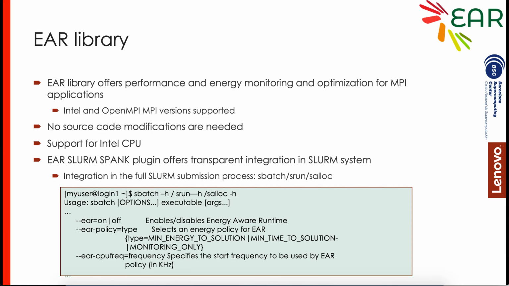This kind of Slurm plugin is a very nice solution because it allows us to be totally integrated in the submission system. For instance, in a system with EARL installed, you can run sbatch -h, srun, or salloc, and you will see the different EARL options for job submission. Of course, EARL has default options for everything, but these options are available in case you want to change something that is not the default behavior.